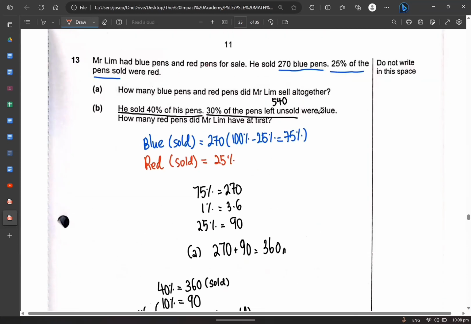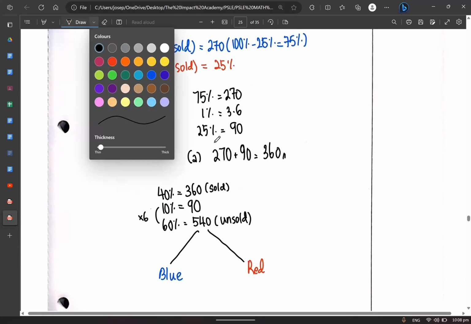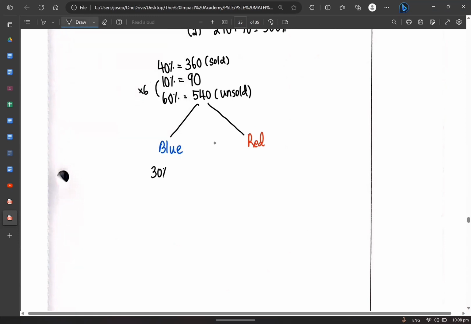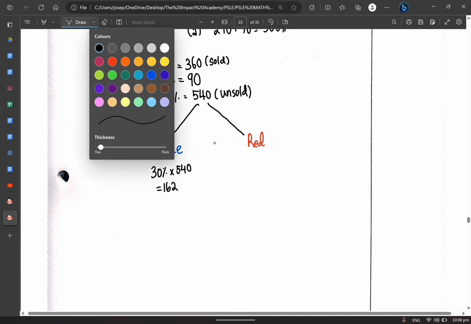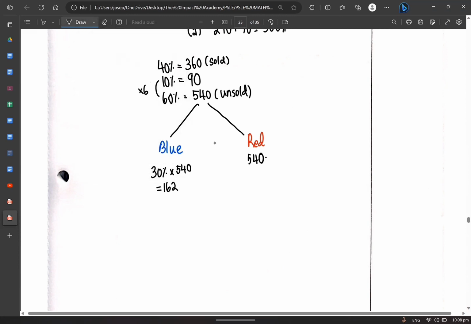Now, so how many belongs to blue? It says 30%. So we are going to quickly write down that 30% times 540. All right, so when you do that, you get to 162. So for red itself, we will just have to do 540 minus away 162. And you'll get to 378 red that is unsold.